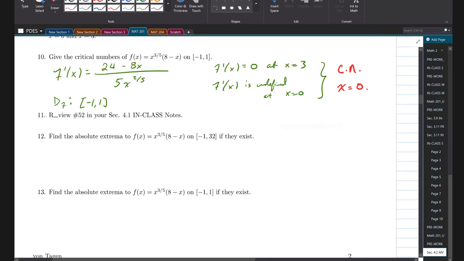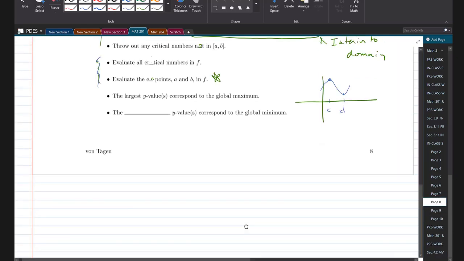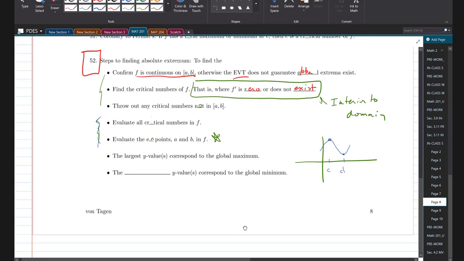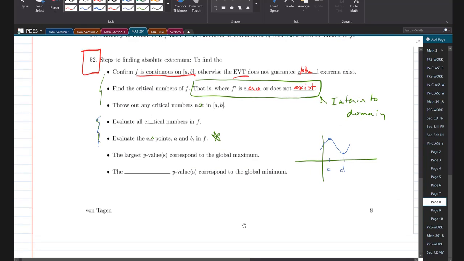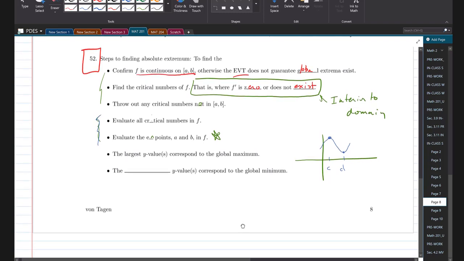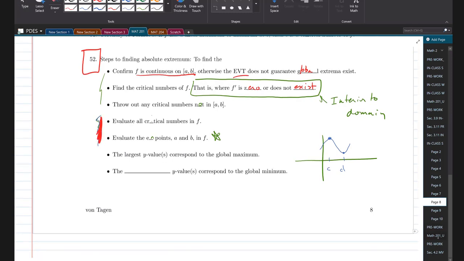Let's see why this is important. Here I'm asking you to review number 52 from your pre-work from last time. Well, I think that's what we started at the beginning of class with. We just reviewed that. That's our steps for finding the global extremum. Confirm it's continuous, find the critical numbers, throw out any that aren't in the domain. Then this is kind of the key step here, those two steps right there. So let's jump back to it.